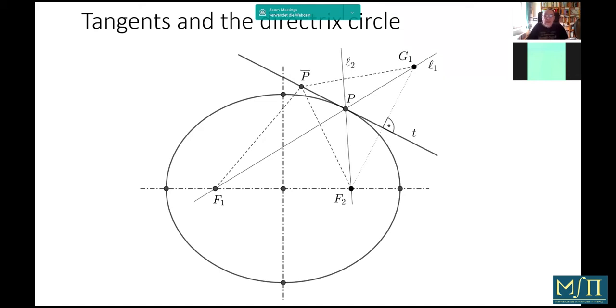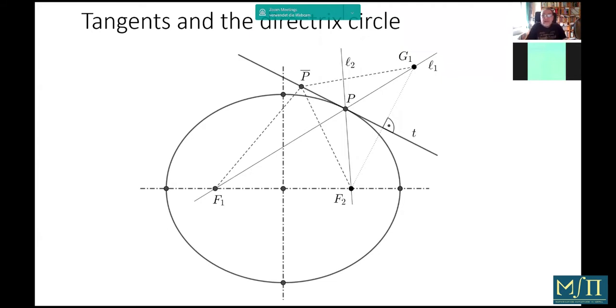Now that means that the distance from F1 to P plus the distance from P to F2, which we know to be equal to 2a, that was the defining property of P in the first place, is equal to the sum of the distances from F1 to P and from P to G1, because the distance from P to G1 is equal to the distance from P to F2. So that means that the distance F1G1 is also equal to 2a.